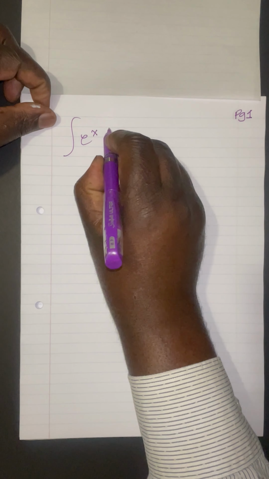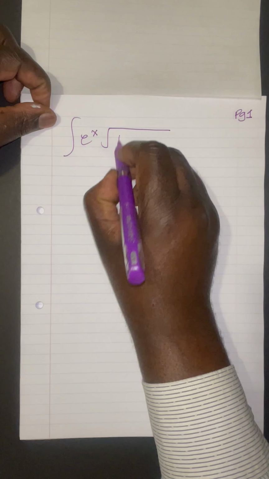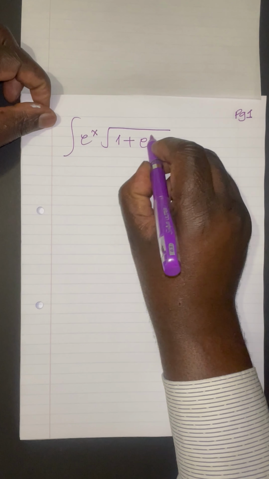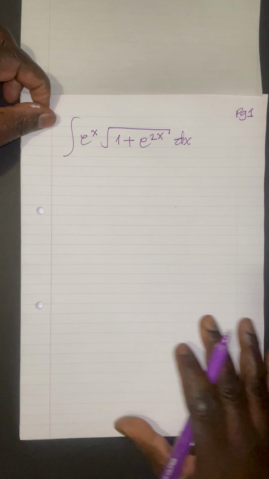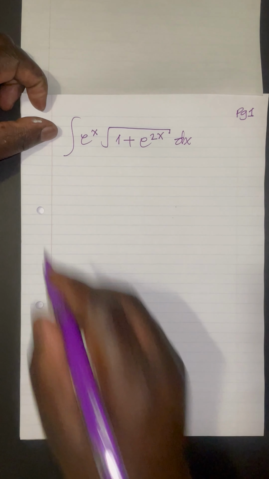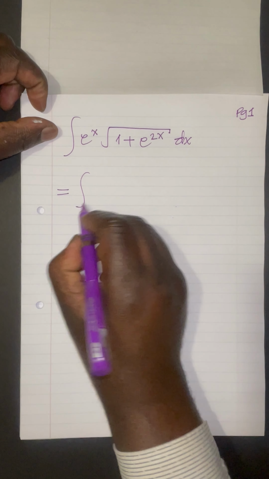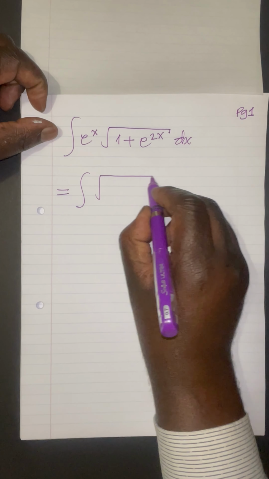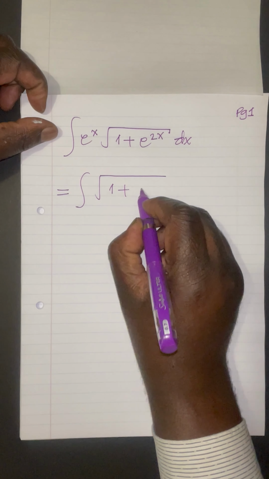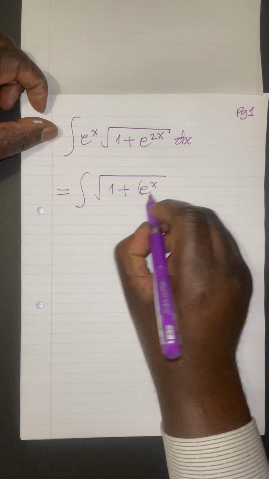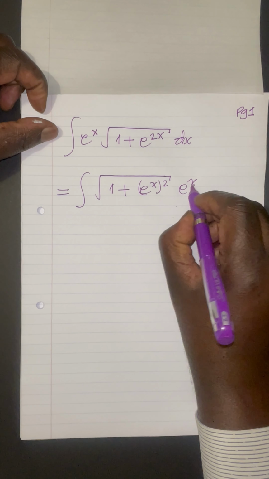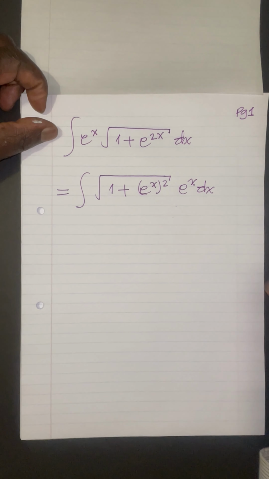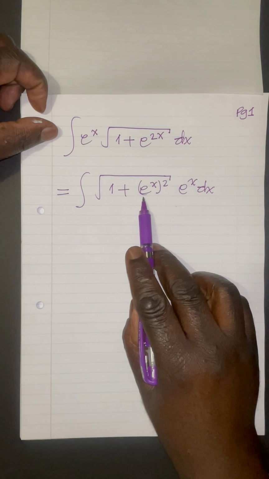So we have the integral of e to the power x times square root of 1 plus e to the power 2x dx. Watch the transformation of this integral. This is going to be equal to the integral of the square root of, watch this, 1 plus e to the power x, squared, and then outside I have e to the power x dx. Using laws of exponents, you'll agree with me that e to the power x squared is just e to the power 2x.